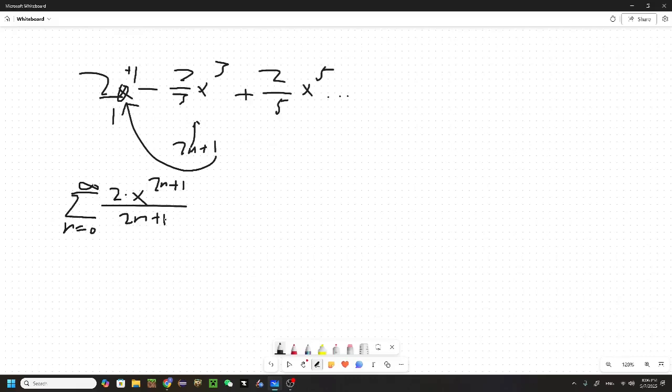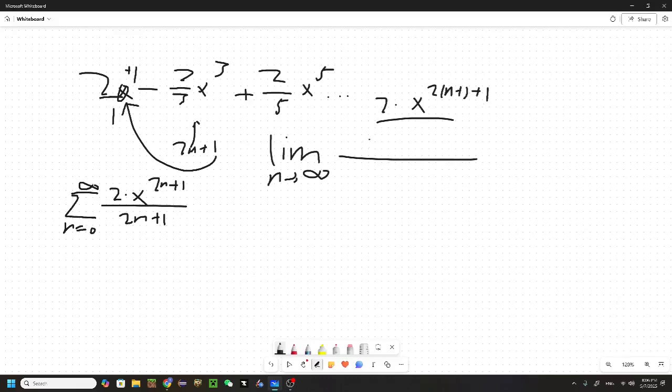Alright, cool. So now we can move on to the ratio test. Limit as n approaches infinity. Once again, we do the top term, n plus 1, divided by the normal summation formula itself. So we do 2 times x^(2n+1) divided by 2n plus 1 plus 1. And here we write the same thing as the summation formula, so we just do this and we're good.